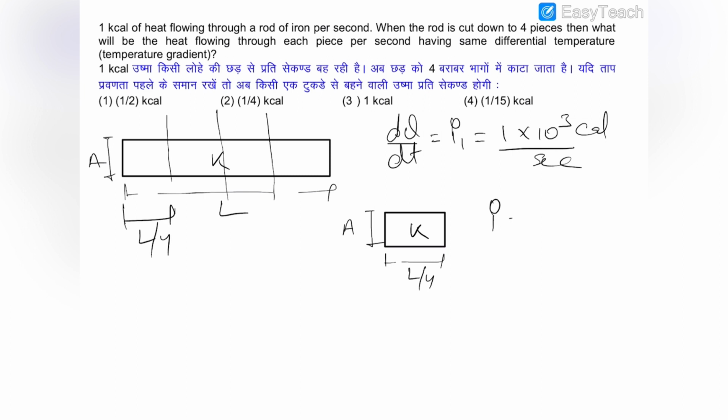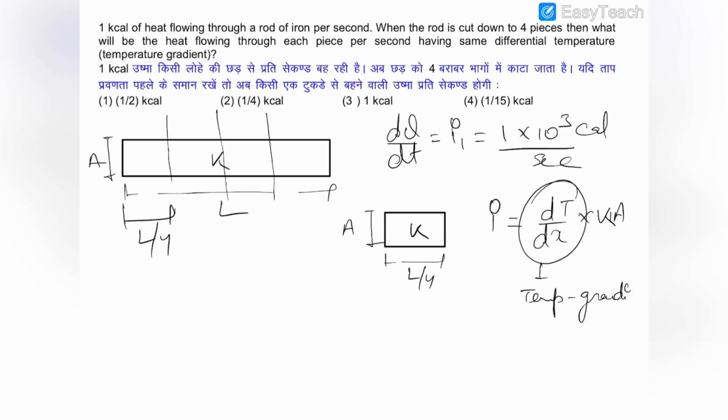We know that the heat current flowing through any heat slab is equal to dT by dx, which is the temperature gradient, into Ka. So this is not a different formula. In fact, dx by Ka is R. So I've written it in this form. So this is temperature gradient.